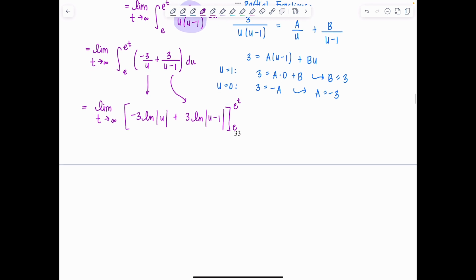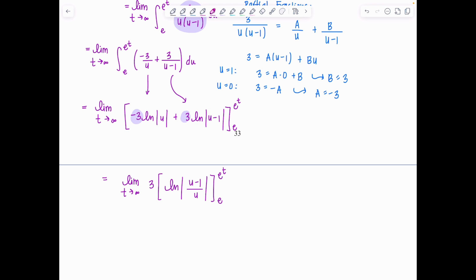Okay, to evaluate this limit, I'm going to clean up and make my life a little bit easier. I'm going to factor out this 3, and use my property of logarithms to combine these into one natural log. So I have the limit as t goes to infinity, take the 3 out, and then natural log absolute value of u minus 1 over u, evaluated from e to t.